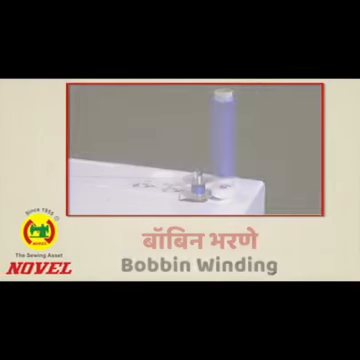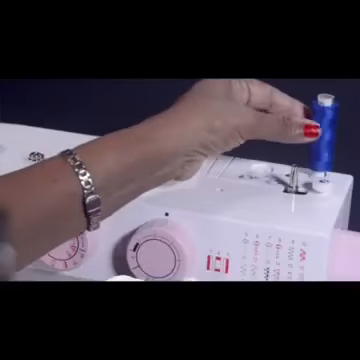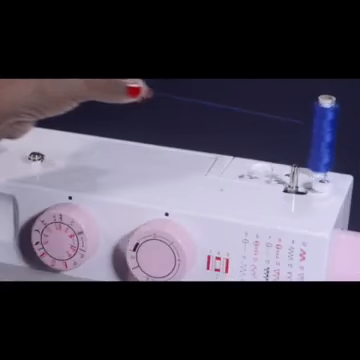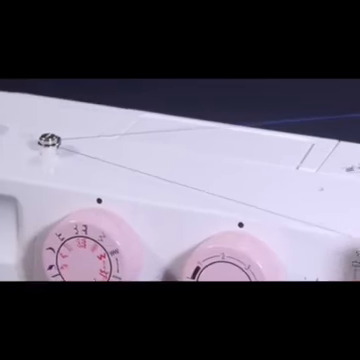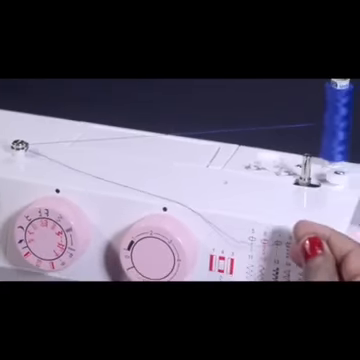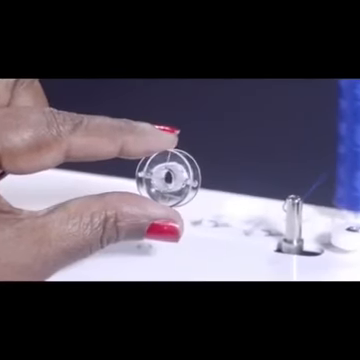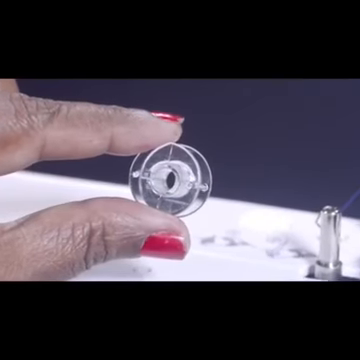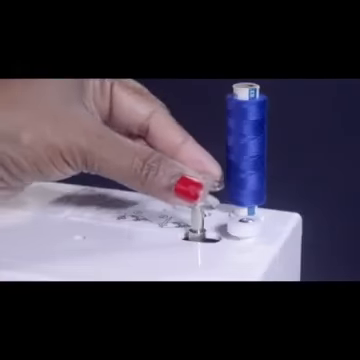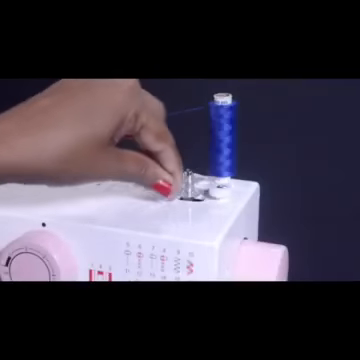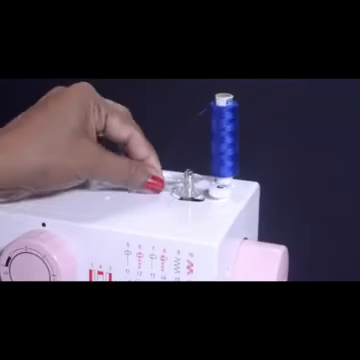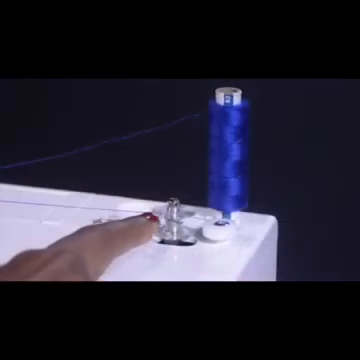Bobbin winding. The first step to start stitching in any sewing machine is with threading the bobbin. Novell Designer Auto model uses a transparent plastic bobbin. Place your thread spool on the thread spindle A. Then pull the thread to the left and wrap it around the bobbin winder tension disc.